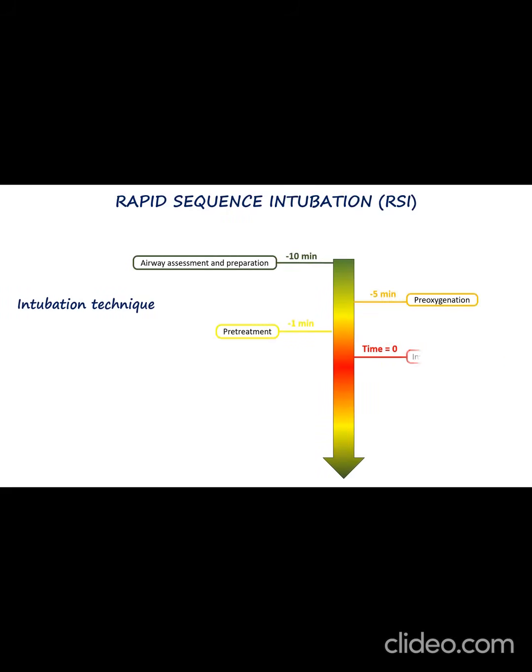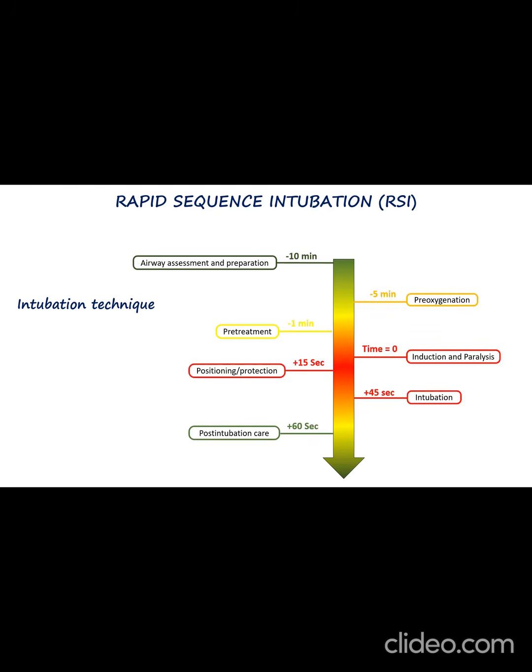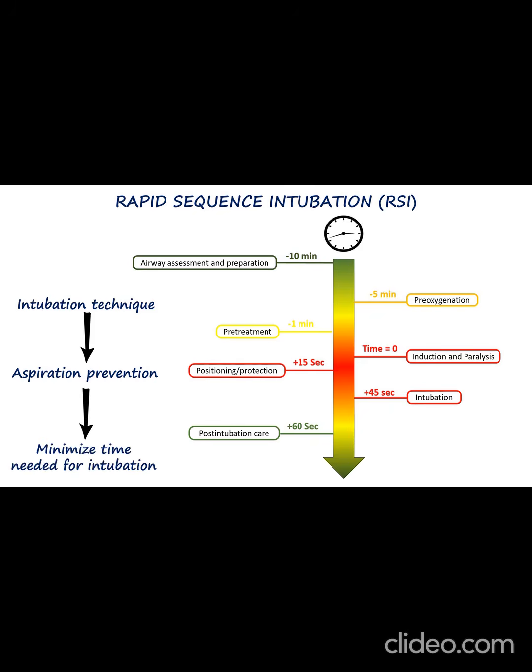Rapid sequence intubation, or RSI in short, is a technique of intubation where we follow a sequential approach to achieve rapid control of airway while minimizing the risks of regurgitation and aspiration of gastric contents. We also call it rapid sequence induction and intubation. This technique aims to minimize the time between administering anesthetic drugs and securing the patient's airway.